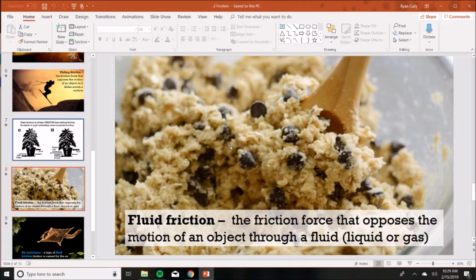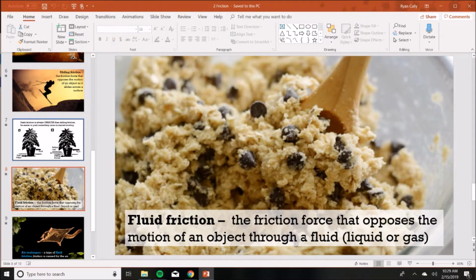So when you think of a fluid, you typically think of some sort of liquid. And the example I like to do is you're making cookies, right? And you add flour, you add the mix to whatever the liquid ingredients are, eggs, water, oil. And the more you add of flour, you notice the harder it is to stir. And the more chocolate chips you add because you like chocolate chips, the harder it is to stir. And that's because of a friction force called fluid friction. It's the friction force that opposes the motion of an object through a fluid.